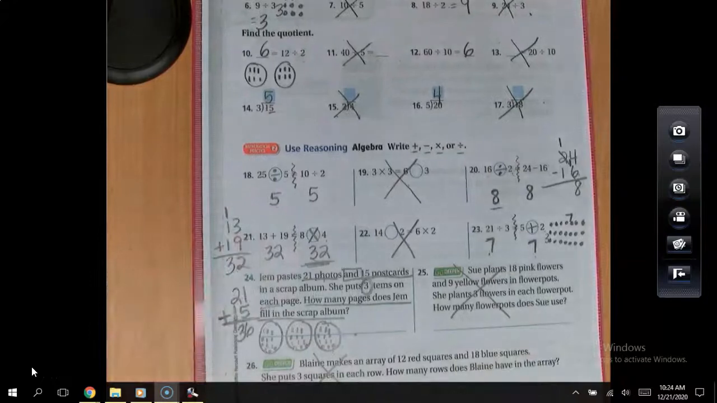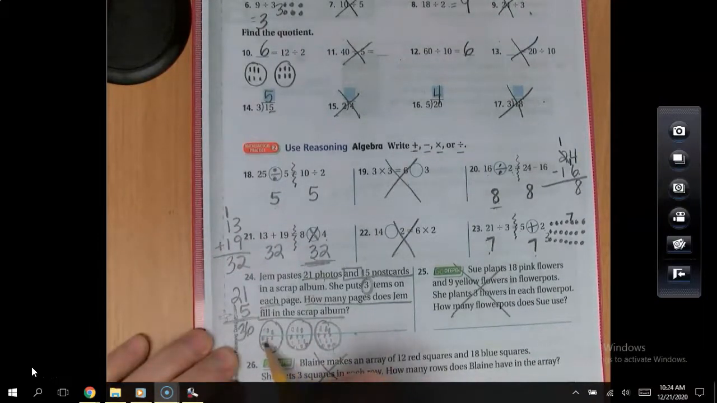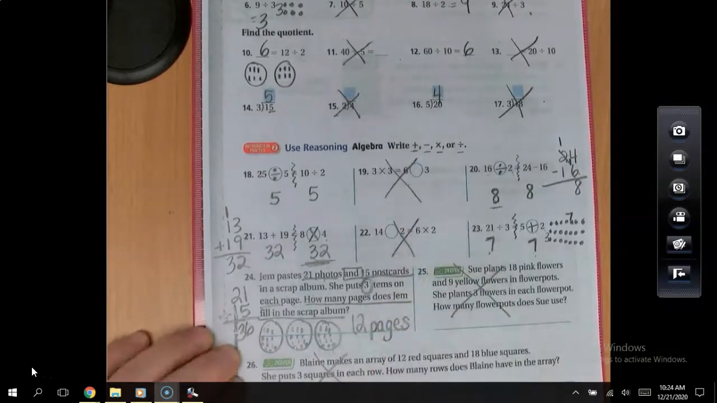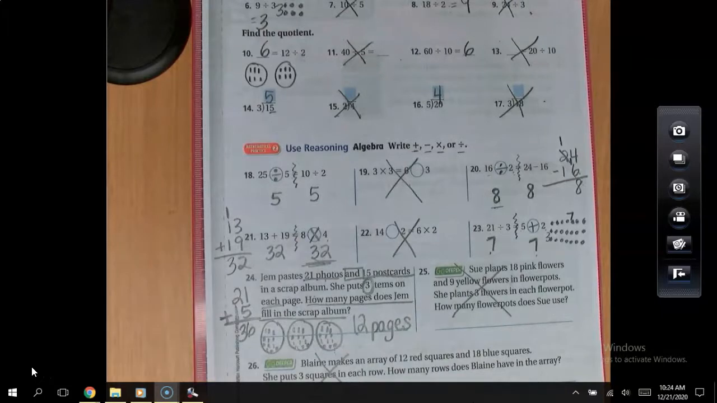Okay? So here's my picture. Now, how many do I have in each circle? 1, 2, 3, 4, 5, 6, 7, 8, 9, 10, 11, 12. So how many pages does she use in her scrap album? 12 pages. Think about these story problems and figure out what they're asking you. Sometimes there are more than just one step.